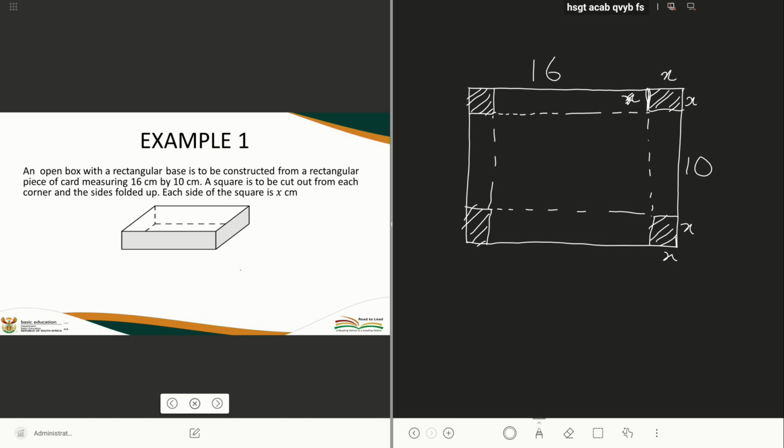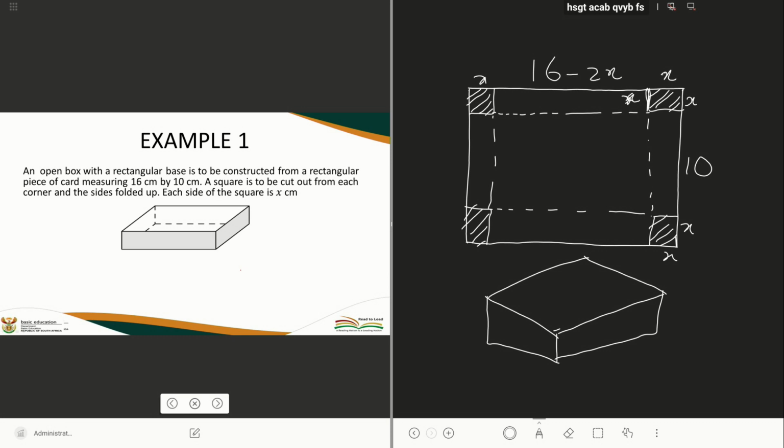Okay, so if we can give a presentation of what our box looks like, we'll have a box that looks like that with a length. Now, let's go back to what our length is going to be. We've cut out x, we've cut out another x. So we are no longer going to be using the whole 16 centimeters for our length. What are we going to use? We're going to use 16 minus this x minus that x, which is minus 2x.